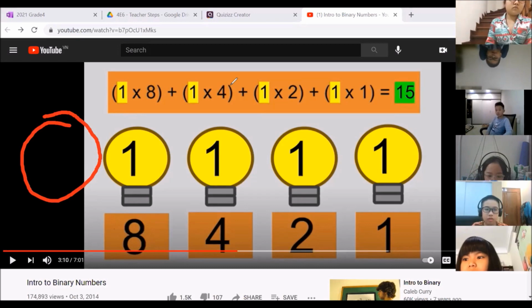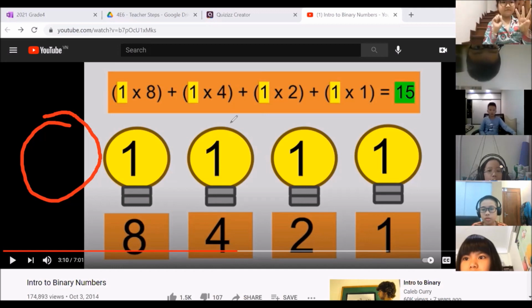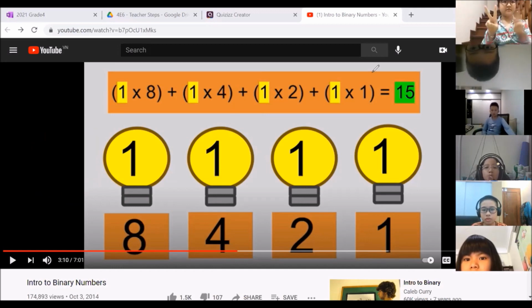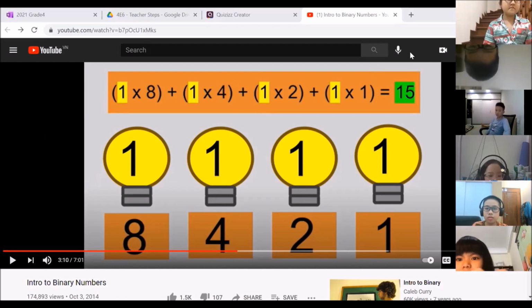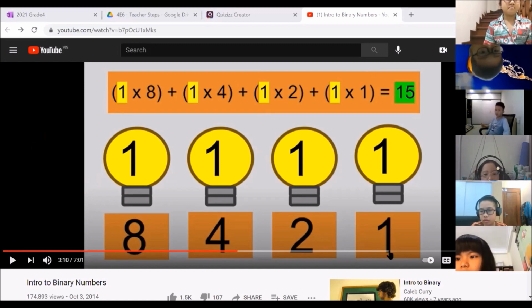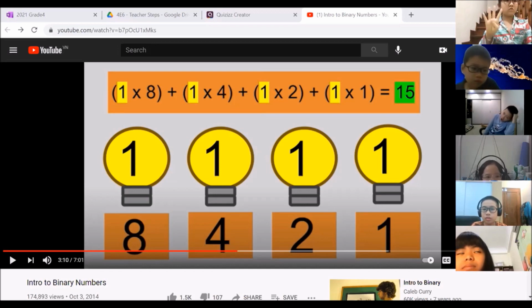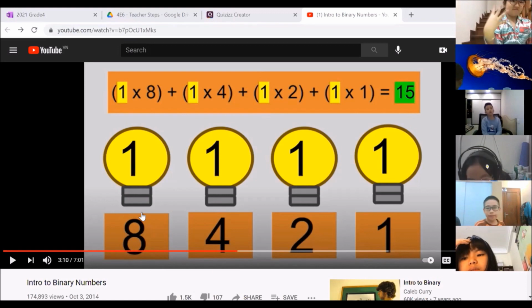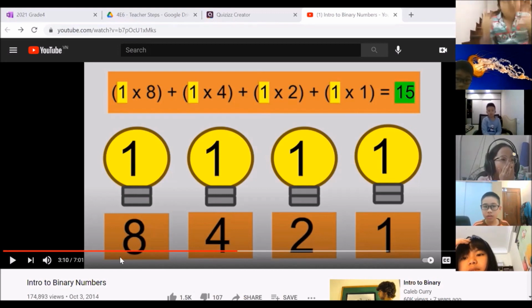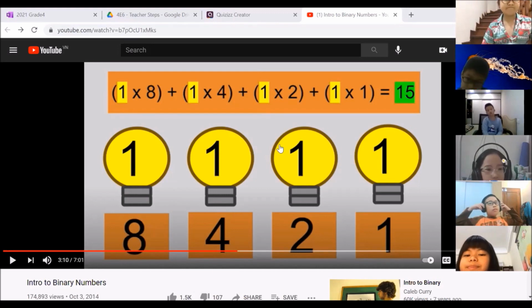And then if the 5th light bulb was 16, what would the next light bulb be if it's double? 32? Yeah, 32. And so if that's 32, what would the next one be? What's double 32? 64. Yeah, that's right. Yep, Amy got it. She's telling us the sign language.